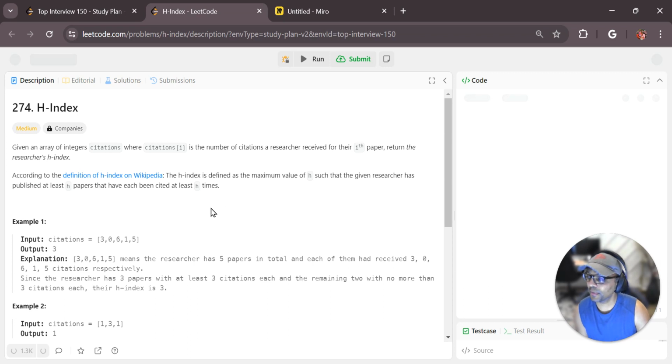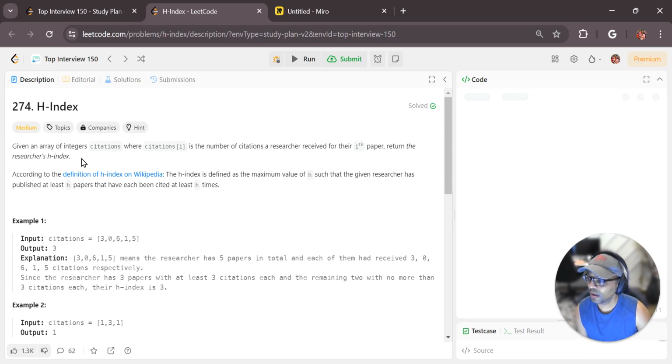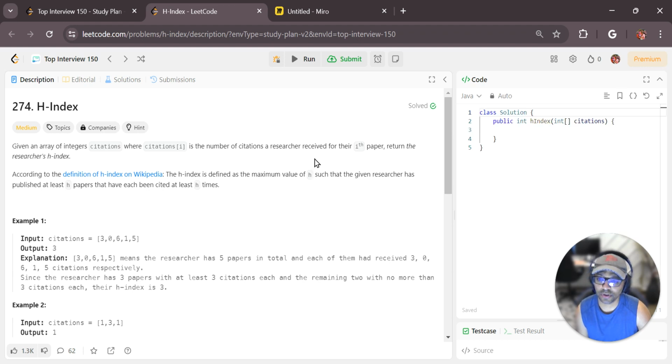So let's read the problem and make sure we understand what this is. Given an array of integers, citations, where citations[i] is the number of citations a researcher received for their ith paper, return the researcher's h-index. According to the definition of h-index on Wikipedia, the h-index is defined as the maximum value of h such that the given researcher has published at least h papers that have been cited at least h times.